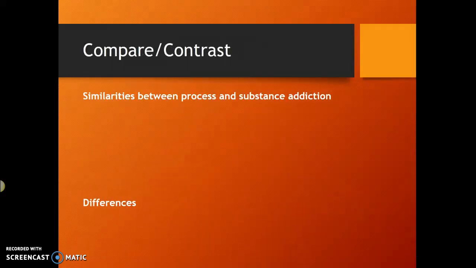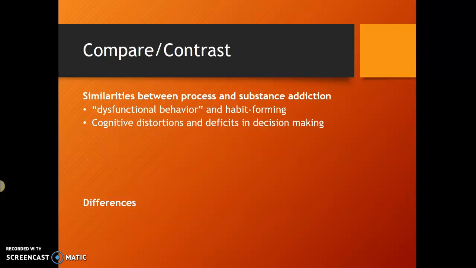Here we go. All right, so we want to compare and contrast. So here is where you would stop and think about the similarities between process addictions and substance addiction. And we're also going to talk a little bit about the differences. So according to that article, there are similarities such as dysfunctional behavior and being habit forming. Also, we have cognitive distortions and deficits in decision making. So with either type of addiction, whether it's process or substance related, we can have these cognitive distortions, which are also known as thinking errors.